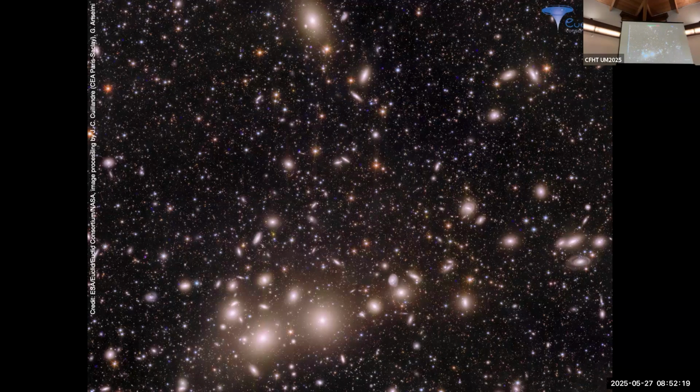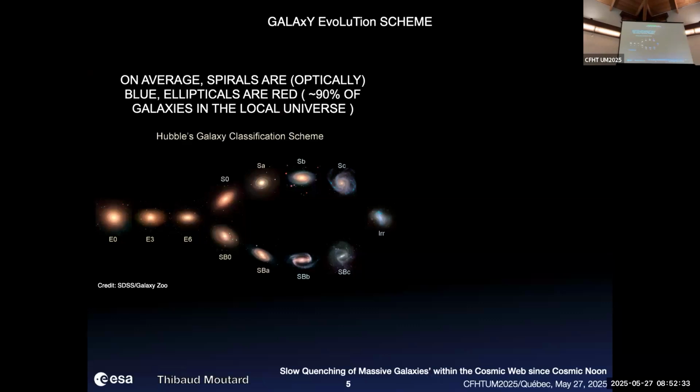Galaxies organize in the universe along cosmic filaments, and these filaments connect galaxy clusters together. Galaxy evolution is driven by the interplay with the cosmic web. If you look at galaxies, you can classify them. This is something you know well, but it's good to think about it. If you want to understand galaxy evolution, you may want to classify them.